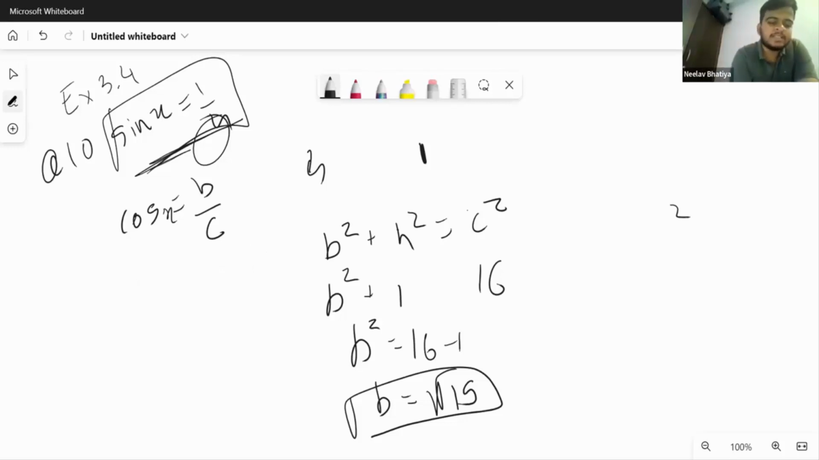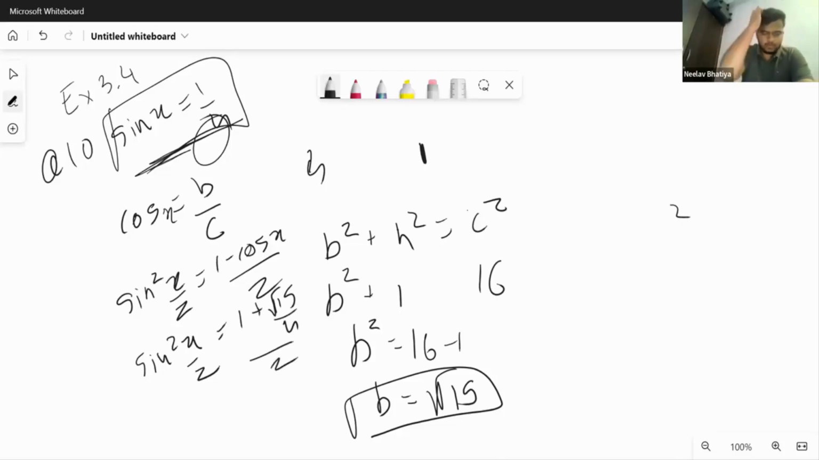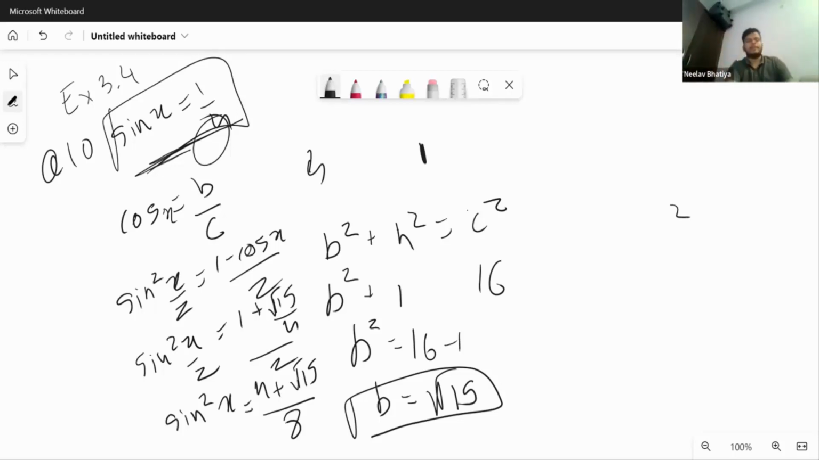We can apply the same formulation as sine square x by 2 equals 1 minus cos x upon 2. Correct. Using the same formula, sine square x by 2 equals 1 minus, this becomes plus because cos x is negative. Multiplying these two terms up, I get upon root 15 upon is equal to 8. Now, you could leave this term as is, but that's going to create complications for you when you're going to find out tan x by 2 and cos x by 2.